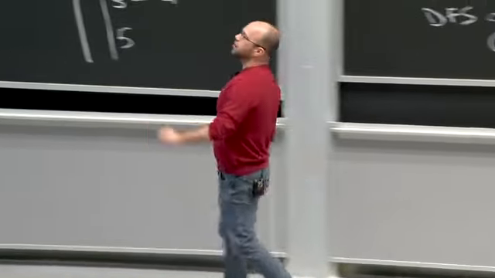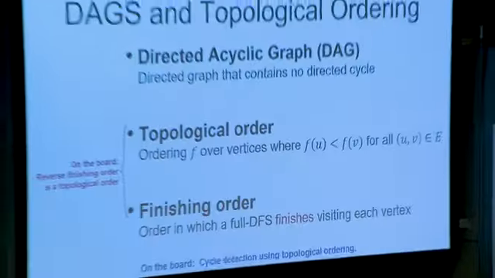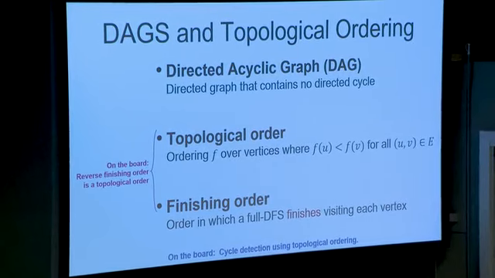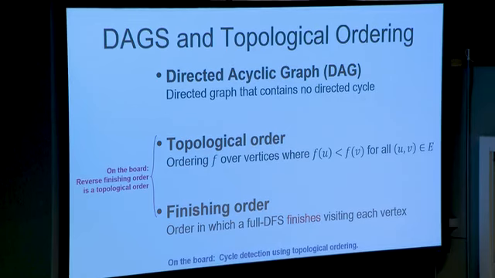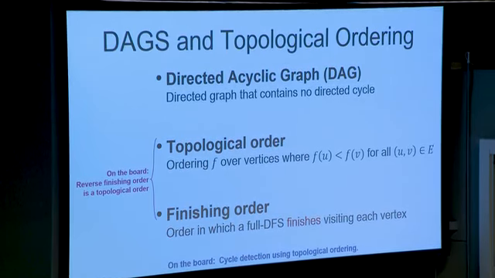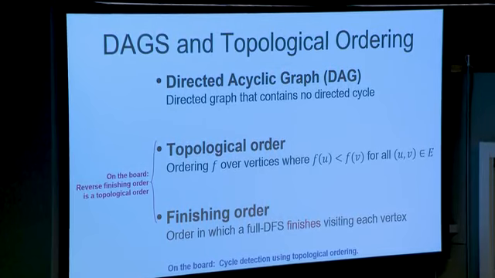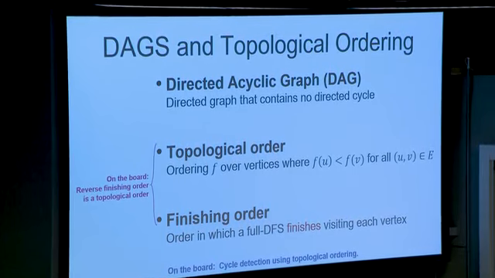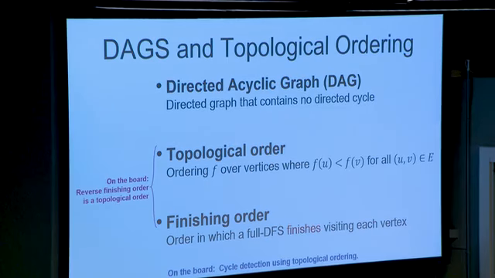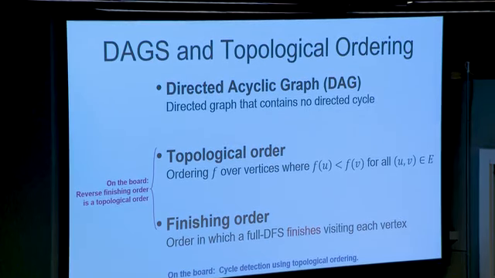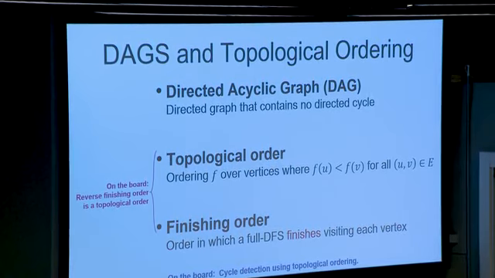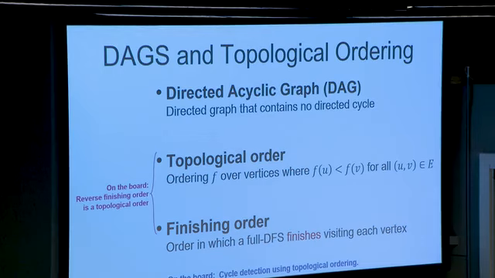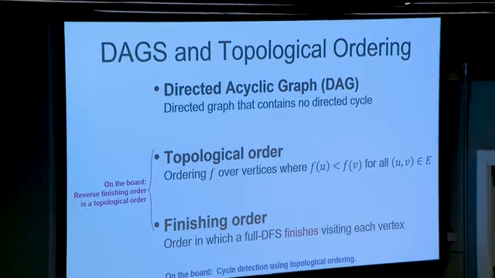So topological ordering, so if we think of f as a function that assigns every node an index, an ordering. So like this is the first vertex, and this is the second vertex, and so on. Then a topological order is one that has the property shown here, which is that if I have a directed edge from u to v, then f of u is less than f of v. So in other words, if I look at the ordering that I get in my topological order, u has to appear before v.